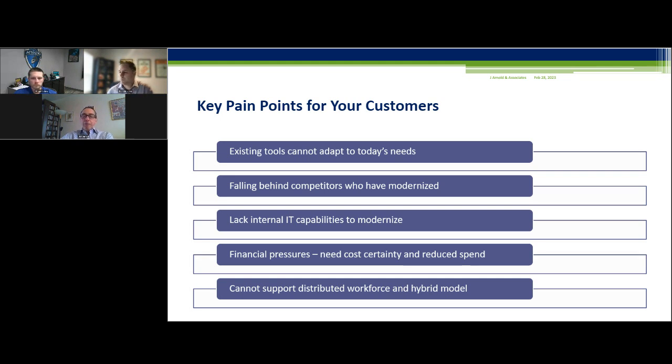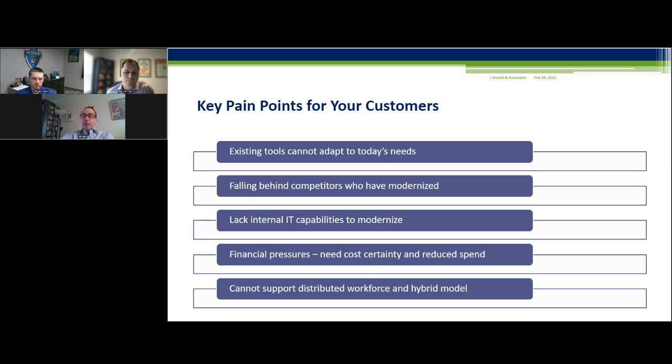As I hinted at before, there's a lack of IT capabilities to modernize. That's a pain point where the cloud comes in, and what the guys after me are going to talk about is how it gives people a quick on-ramp to get their businesses up to speed. Financial pressures, right? A lot of issues here around cost certainty, reducing your spend on all kinds of things. With telephony, it's usually not until you take a close look at your phone bills that you realize just how much you're spending on legacy telephony. A lot of opportunity to trim there. And again, UCaaS comes in and tells a good story here.